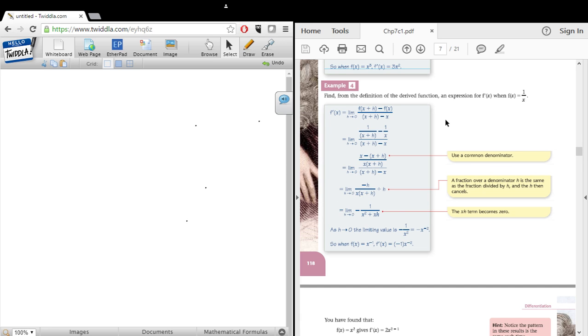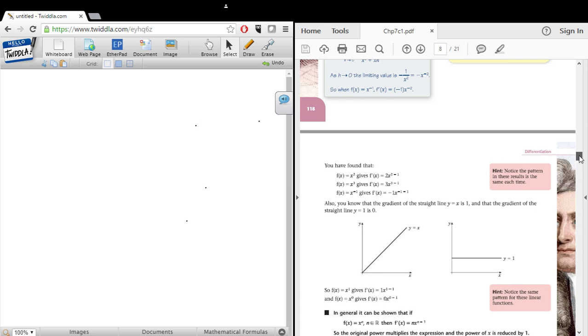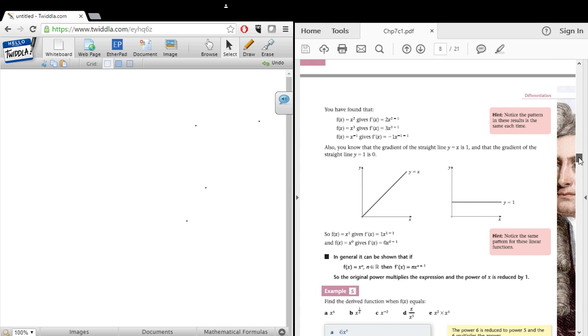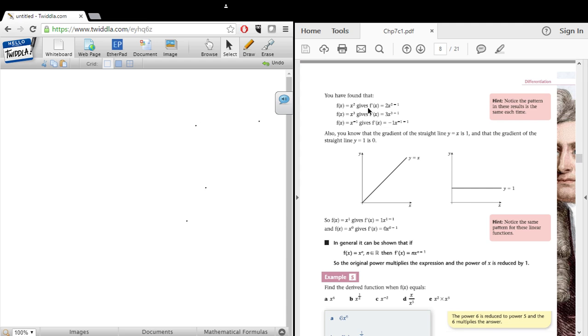Find from the definition of the derived function an expression for f dash x for this f(x). Again, same thing, just have a fraction and carry it out through this particular example, it explains it. Now, we have found that x squared gives the following, x cubed gives this, x to the power of minus 1 gives this here. Also, you know that the gradient of the straight line y equals x is equal to 1, and the gradient of the straight line y equals 1 is 0. So you have another two examples.